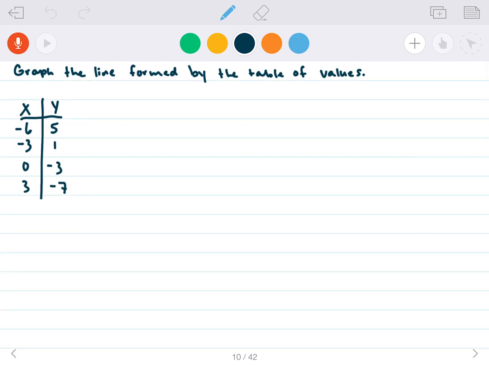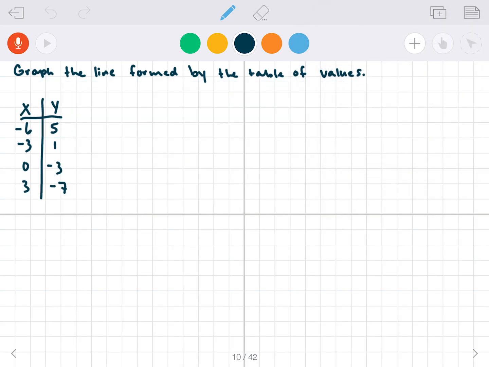All right, let's try this one. So again, I'm just going to translate these to ordered pairs. x is -6, y is 5; x is -3, y is 1; x is 0, y is -3; x is 3, y is -7. These are x, y's.